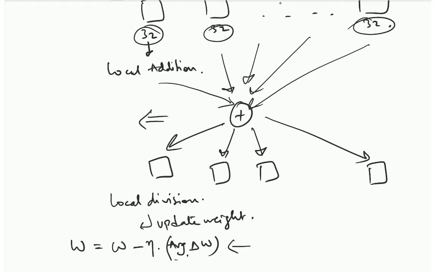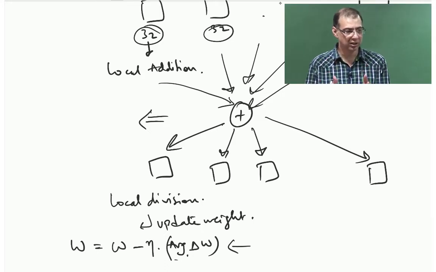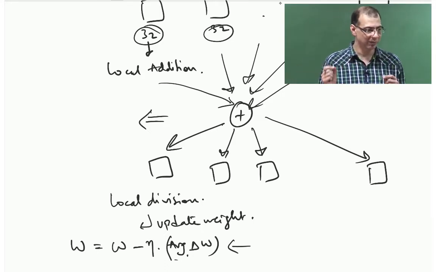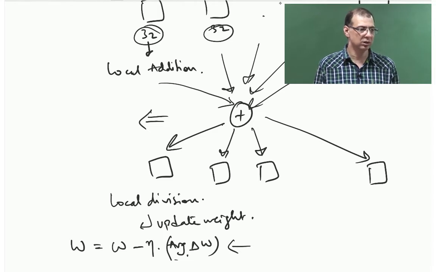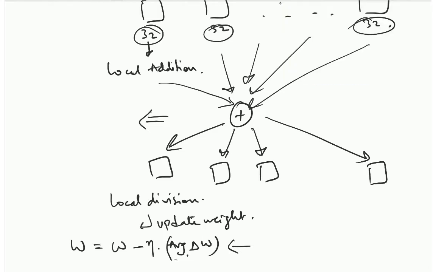So what's the crux? The crux is that we want to perform this operation. What is this operation? I have a vector, a large vector on each node. I want to do element-wise addition of all these vectors and I want the result to be available on all the nodes. This is called the all reduce operation. So what is average delta W?